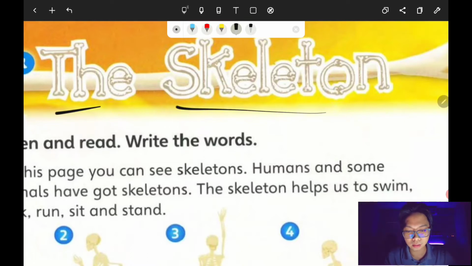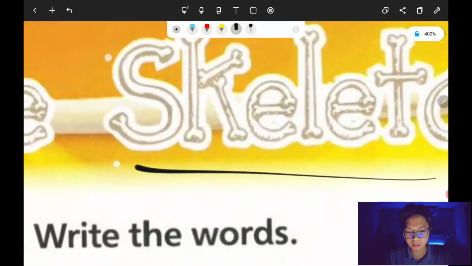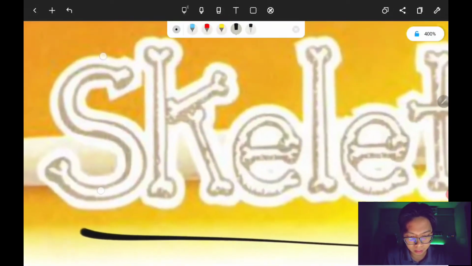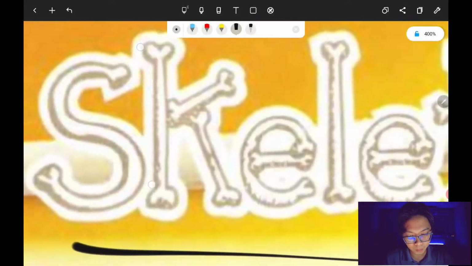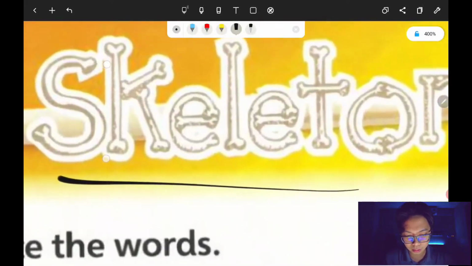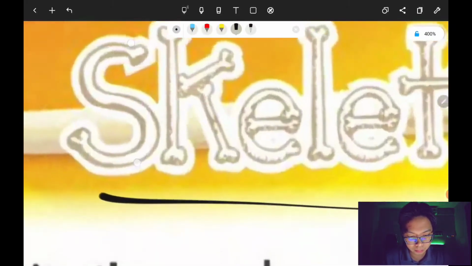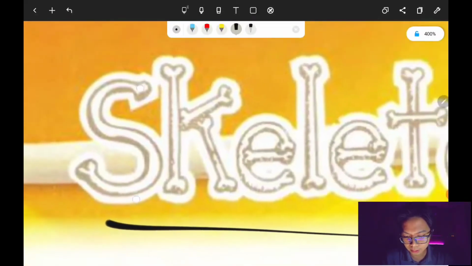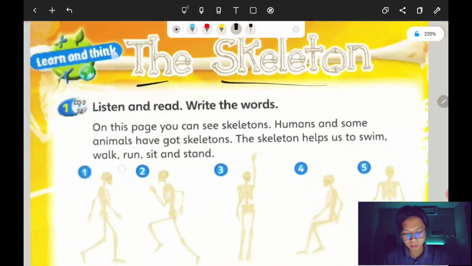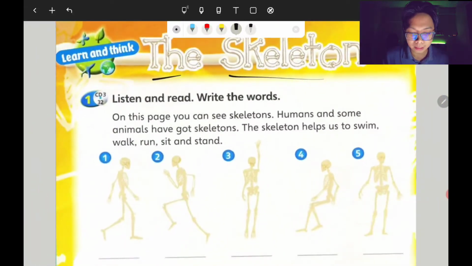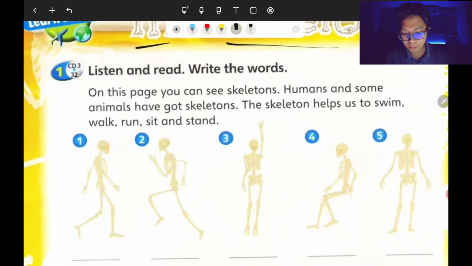So skeleton. So what skeleton is? Right here, tengkorak or the bones. Kita punya tulang-tulang. Even the letters, the word made up from the skeleton or the bones. Tulang-tulang ni. So today, why we learn about skeleton? Or mengapa kita belajar mengenai skeleton, tengkorak kita?